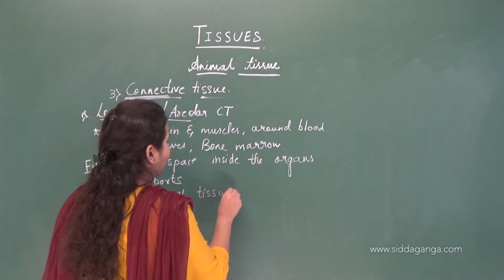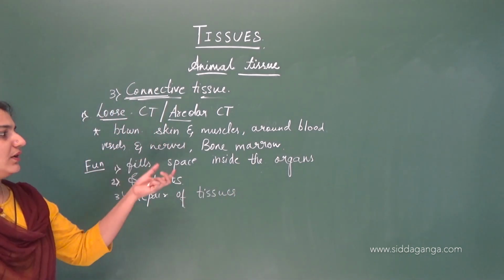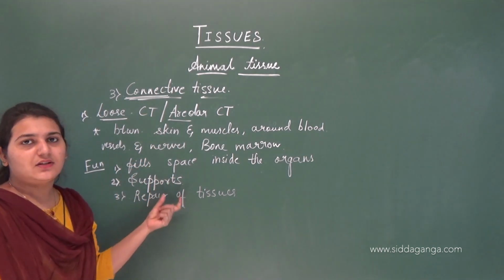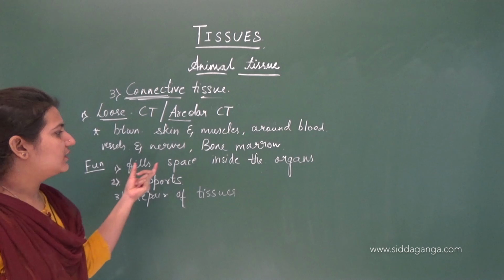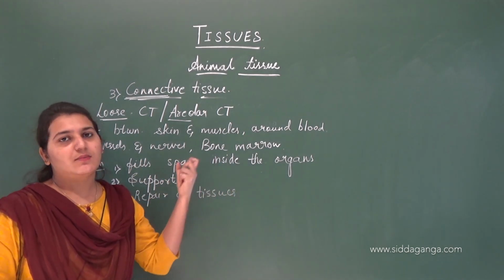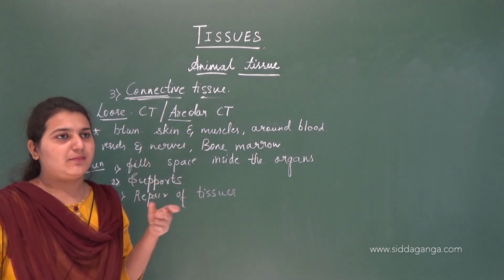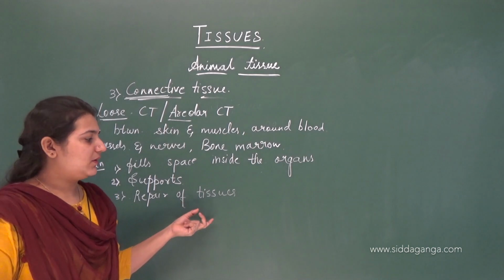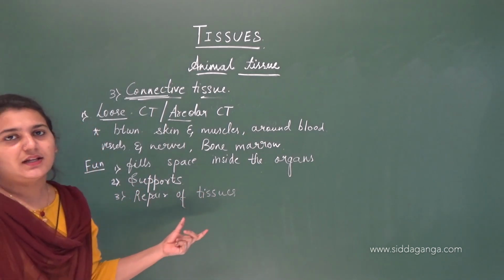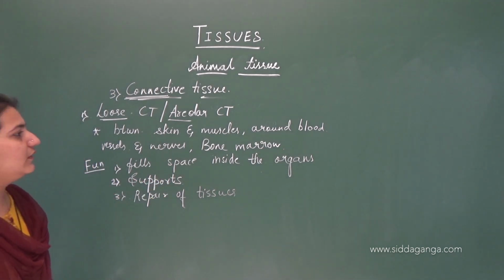Clear? So these are the functions of loose connective tissue. This is found in blood vessels, nerves and everything. The basic functions of this tissue are: it fills space inside the organs, since it is present in the organs it supports the organ, and if there is damage to the tissues, it helps in their repair. So this is about the loose connective tissue.